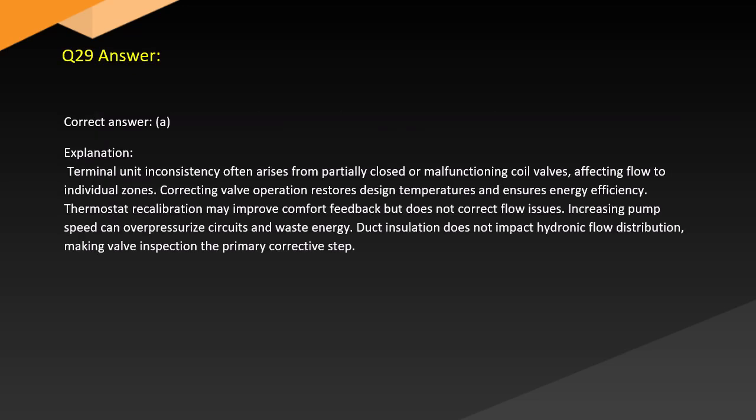Answer. Correct answer: A. Explanation. Terminal unit inconsistency often arises from partially closed or malfunctioning coil valves affecting flow to individual zones. Correcting valve operation restores design temperatures and ensures energy efficiency. Thermostat recalibration may improve comfort feedback but does not correct flow issues. Increasing pump speed can overpressurize circuits and waste energy. Duct insulation does not impact hydronic distribution, making valve inspection the primary corrective step.